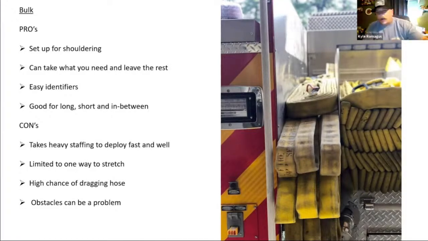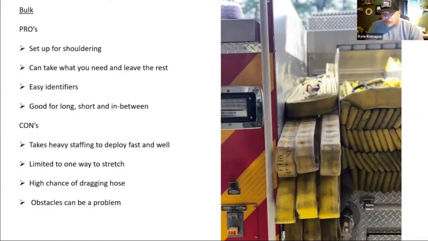And it's a con for that reason. So I'm limited to one way of stretching, which is off the rig. I can't make it a triple. I can't make it a minuteman. It's a bulk bed no matter what. Pretty much the only adaptation I can do with this is invert it as I pull it out so it pays off my shoulder instead of me having to put stuff on the ground. So it has a high chance of dragging hose.